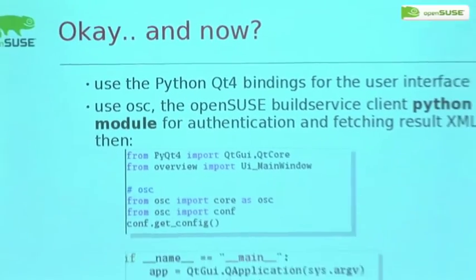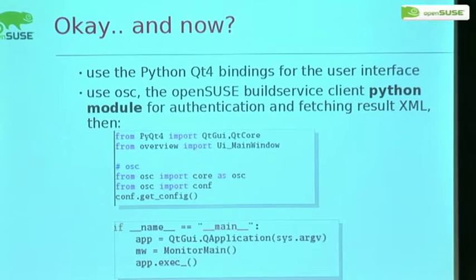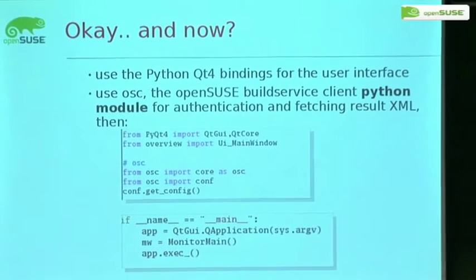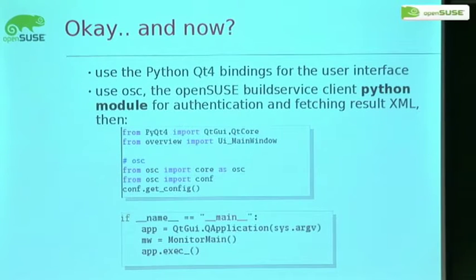So, okay, now we have an interface, so we only need the implementation. It can't be that difficult, right? As we use Python, we realized OSC is also written in Python, so instead of learning how the build service API works, we're just going to use OSC for that. We're not going to run it on the command line and try to parse the output we saw before and figure out how to present it nicely. Because it's written in Python, we can just import it.